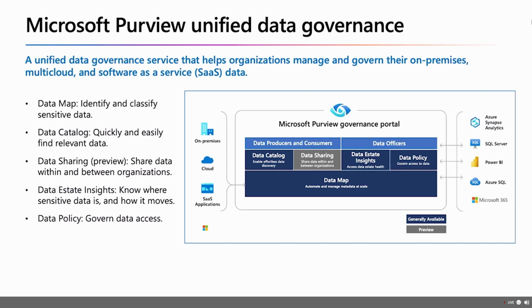We have DataMap. This captures metadata about enterprise data to identify and classify sensitive data. Then, we have Data Catalog, which quickly and easily finds relevant data using a search experience with filters based on various lenses such as glossary terms, classifications, sensitivity label, and more.